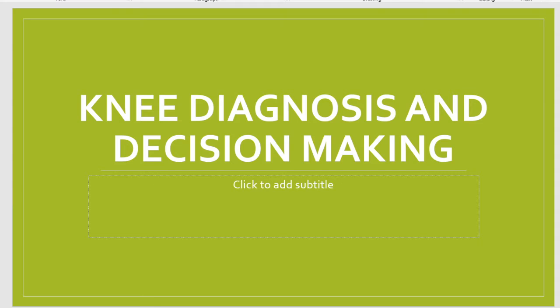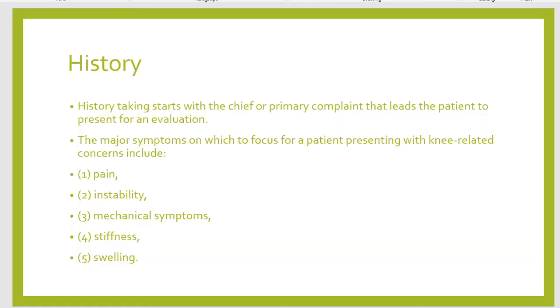So basically, when you make a diagnosis involving a knee or any part of the body, especially in sports injuries, you need to take the history. History starts with the complaint of the patient, or how that situation happened, or when that situation happened.